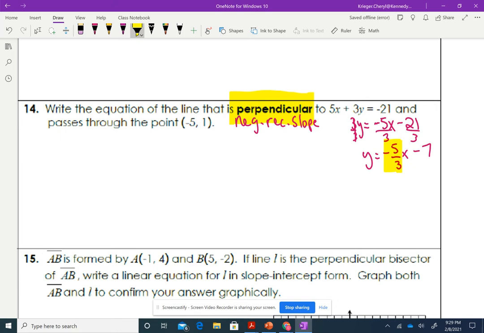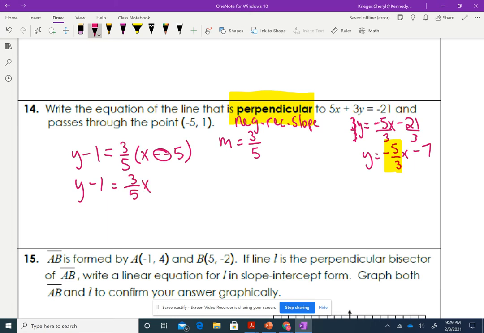And that is the slope of the line given. But we're trying to make an equation of the line that's perpendicular to that line. So we want the negative reciprocal of negative 5/3, which is positive 3/5. So plugging that in to point slope form, y minus y1 equals m, 3/5, times x minus x1, negative 5. Y minus 1 equals 3/5 x plus 5 divided by 5 times 3.